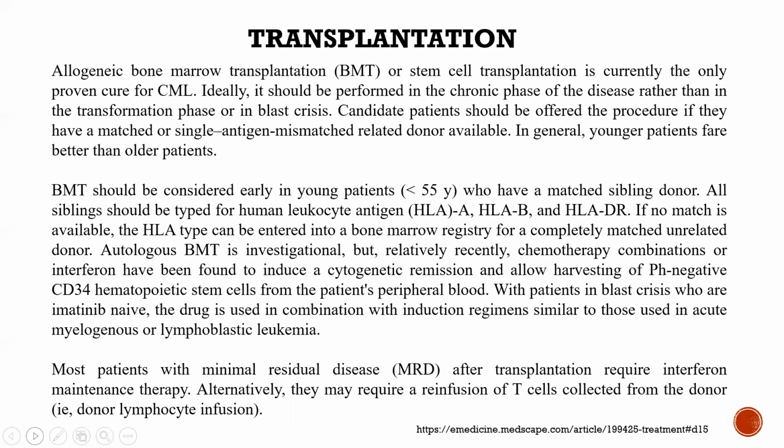Bone marrow transplantation should be considered early in the young patient who has a matched sibling donor. All siblings should be typed for human leukocyte antigens. If no match is available, the human leukocyte antigen type can be entered into a bone marrow registry for a completely matched unrelated donor, if the registry is present in the country, of course.